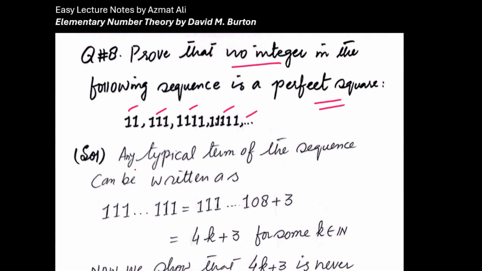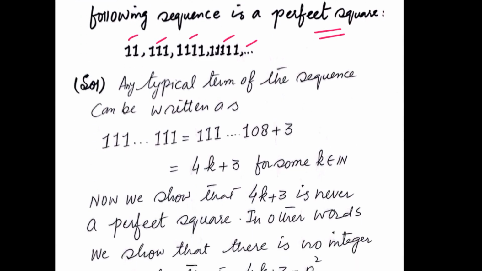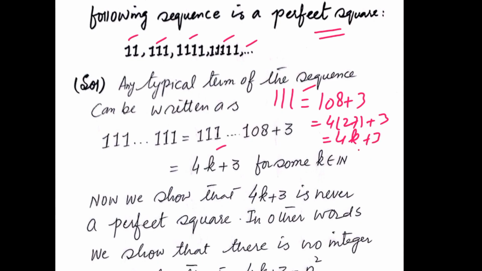The first method is that I can choose any typical term of the sequence, and you can observe that we can write that term in the form of 4k plus 3. For example, consider the number 111. You can write it as 108 plus 3. 108 you can write as 4 into 27 plus 3. Suppose this 27 is equal to some integer k. So this number 111 can be written as 4k plus 3.